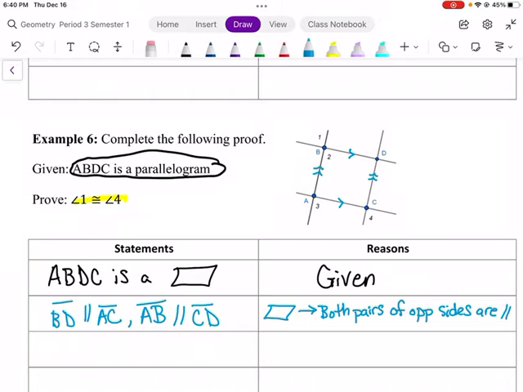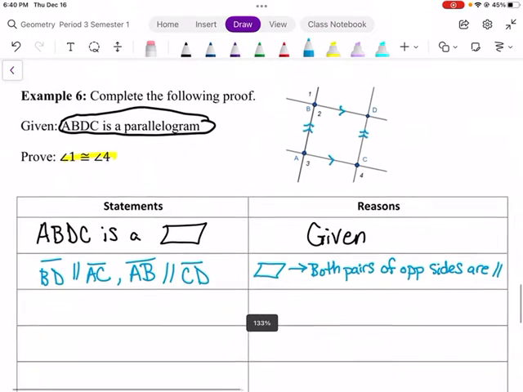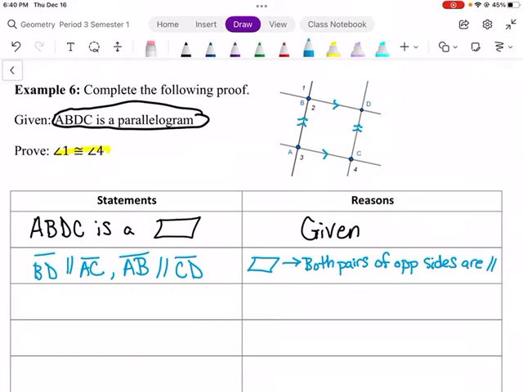Then, once we have those parallel lines and we stated both pairs, we can go ahead and talk about any angle pairs. The first angle pair I see is 3 and 2, and those angles are corresponding angles. So we can say angle 2 is congruent to angle 3. We know that because parallel lines imply corresponding angles are congruent.